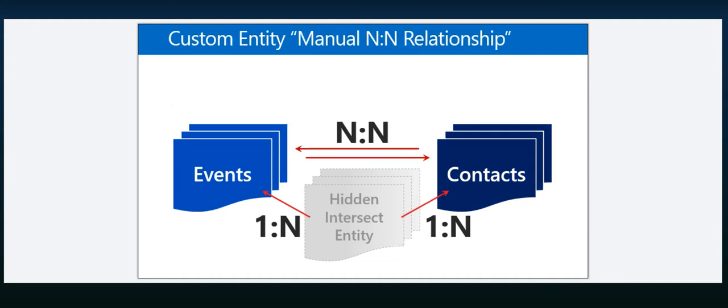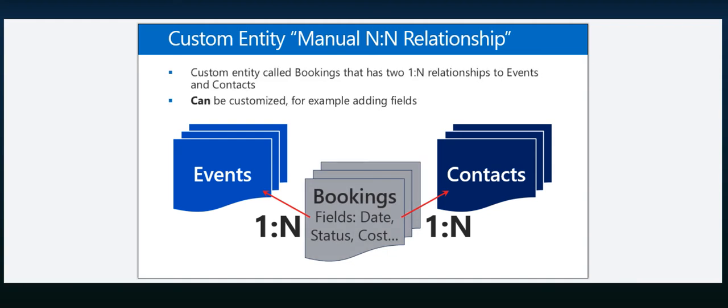So you basically have a one-to-many on both ends of the relationship. And actually, if you're looking at the slide, the two relationships below on the hidden intersect entity should be one-to-many and many-to-one, because there's only one contact but it can be associated with many records on the hidden intersect entity. Sorry, that was apparently difficult to say.